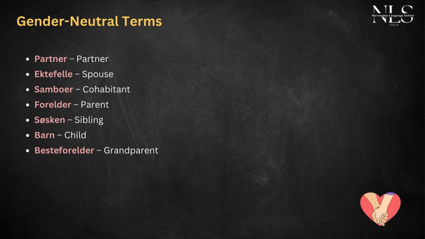Forelder, parent. While mor mother and far father are gendered, forelder is a gender-neutral term for parent. Søsken, sibling. This term covers brothers and sisters collectively. Barn, child, used for children regardless of gender. Besteforelder, grandparent, a gender-neutral alternative to bestemor, grandmother, or bestefar, grandfather. The use of gender-neutral language is becoming increasingly common in Norway, particularly in official and professional contexts.